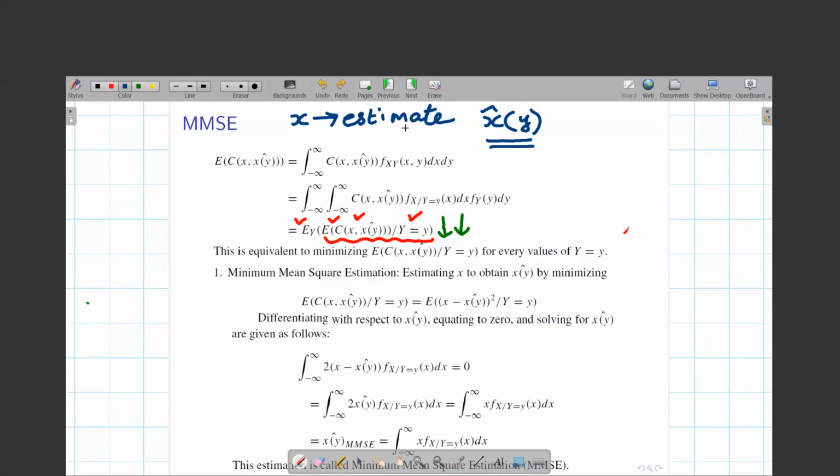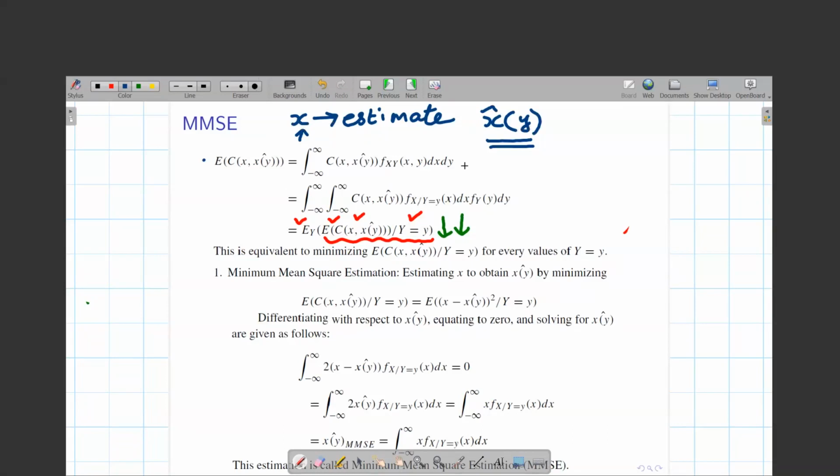The problem is you are estimating x. X is the one which you are interested in, based on the observation of y. You are observing y, and based on that you are trying to estimate this x. X is the original, and x cap of y is the one which you are trying to estimate based on the observation of y. I hope this is clear to you, right?